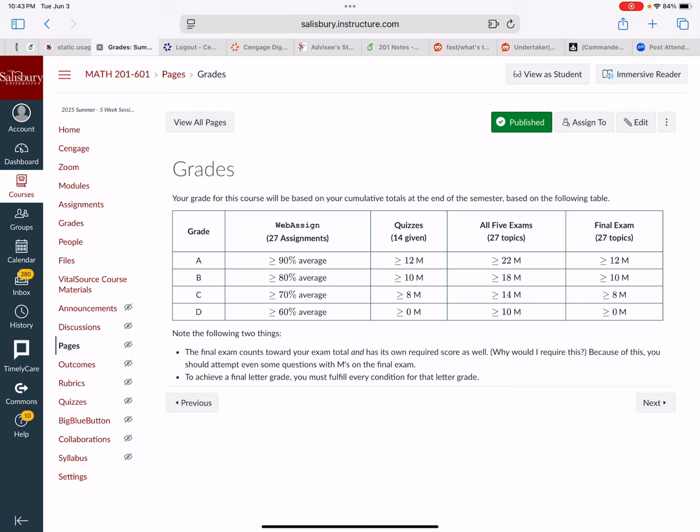You need to just put in a somewhat decent effort to get that A. But just to be clear, to get an A, for example, you need to do all of these conditions, right? If one of these conditions is at the B level, usually it would probably be the exams, then you would get a B.